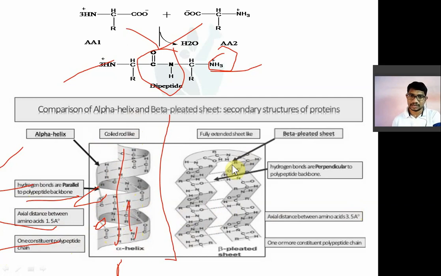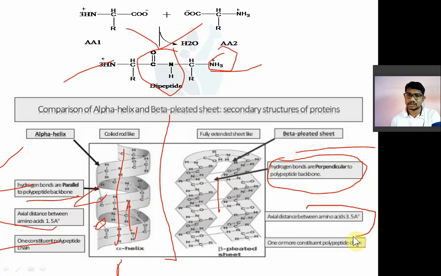So there is the beta peptide sheet. You see here, in case of the beta peptide sheet, whatever hydrogen bonds are there, they are perpendicular to the peptide backbone. And the axial distance between two amino acids is 3.5 angstrom over here. It's just a little bit of difference between alpha helical and beta peptide sheet. Beta peptide sheet can constitute one or more polypeptide chains, but the alpha helical structure will constitute only one peptide chain. Okay? From this alpha helical, only one peptide can be formed. From beta peptide sheet, one or two peptides.